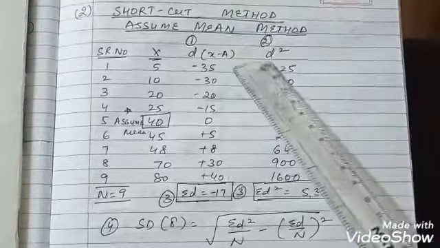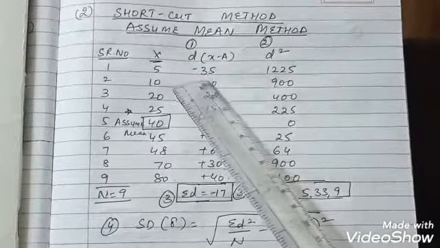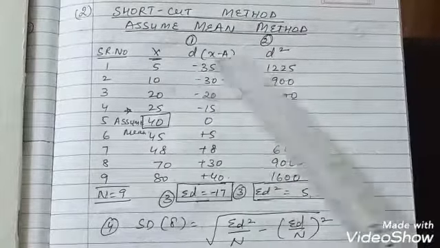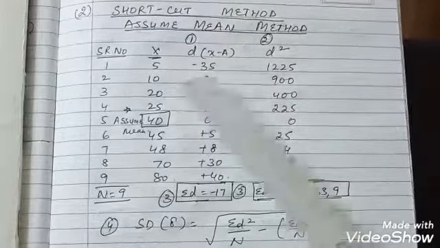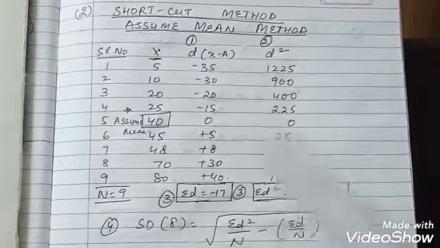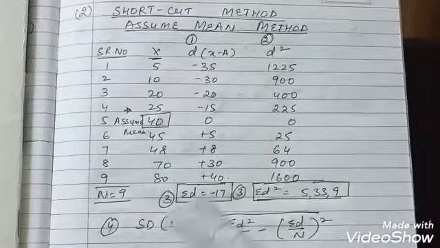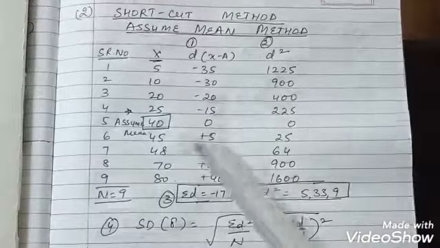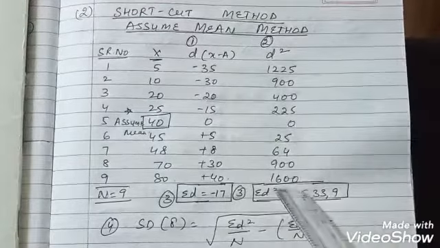The next step is you will calculate d square. Each value of d is going to be squared. 35 the whole square is 1225, 30 the whole square is 900 and so on. Now the third step is we take the total of these two, that is the sigma d and the sigma d square.